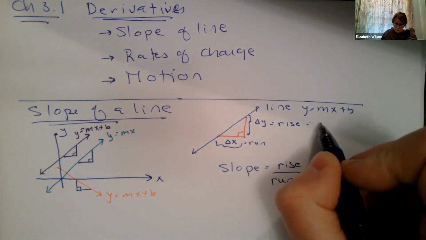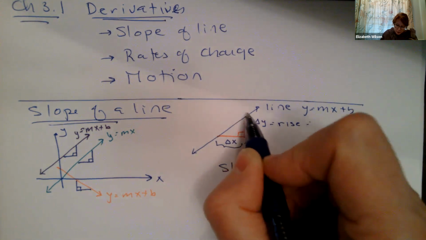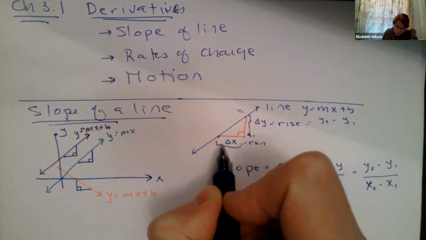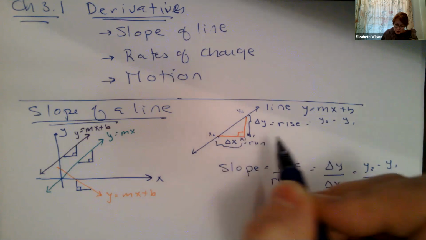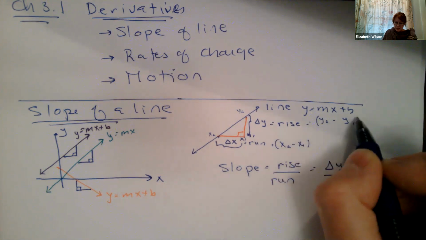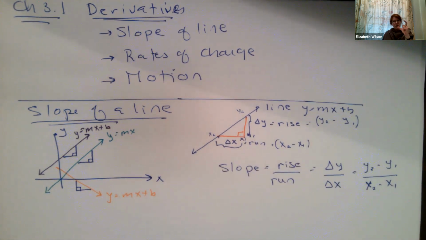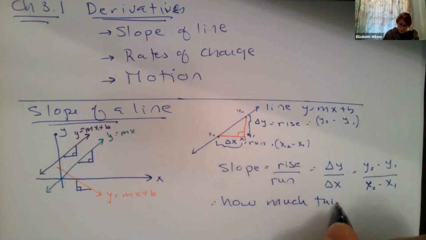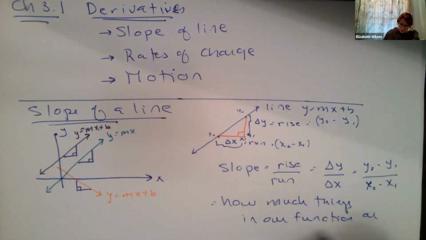So say I've got, here's Y2, here's Y1. So I'm gonna go Y2 minus Y1. Here's X2, here's X1. So this run is gonna be X2 minus X1. Right, so we're looking at the difference in values, and that tells us how much things are changing in our function.